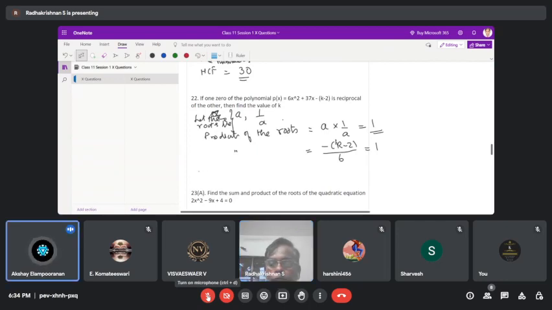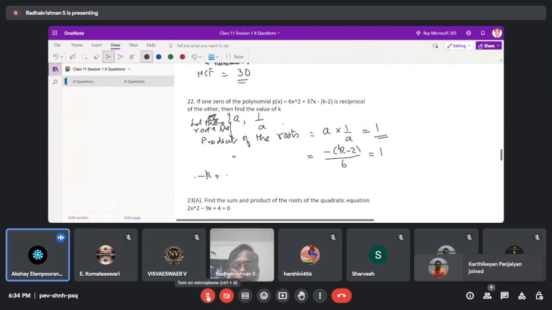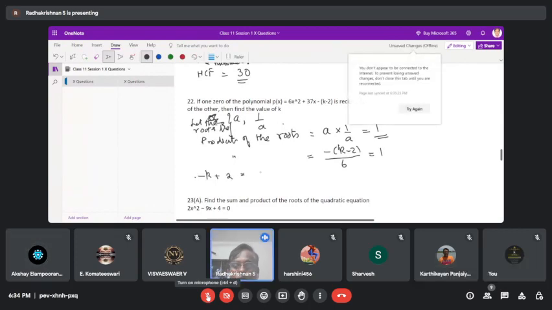We'll get minus k plus 2 equal to 6 into 1, equal to 6. If we bring 2 to the other side, minus k is equal to 4, or k equal to minus 4. So k equal to minus 4.